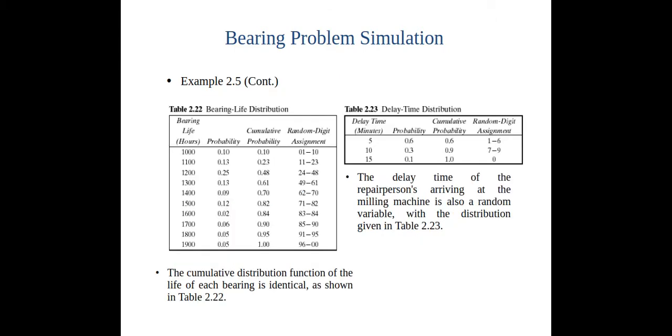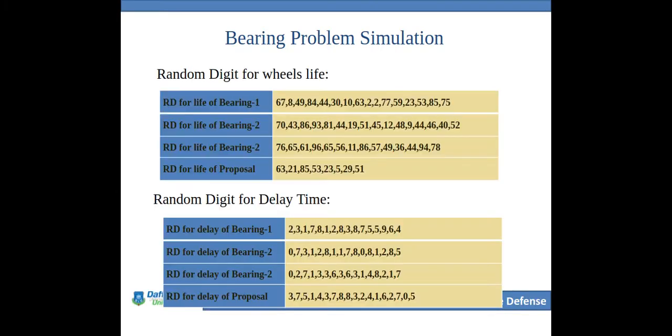So let's go to the simulation solution. There are some more conditions we have, like the bearing life distribution. Here, the probability and random digit assignment table represents these conditions, and another table represents the delay time distribution conditions. Here, the random digit column is found from the probability and cumulative probability of these delay times. Let's start the math.